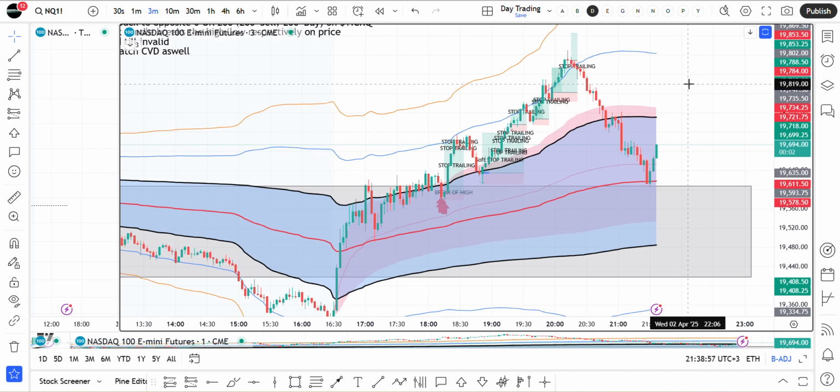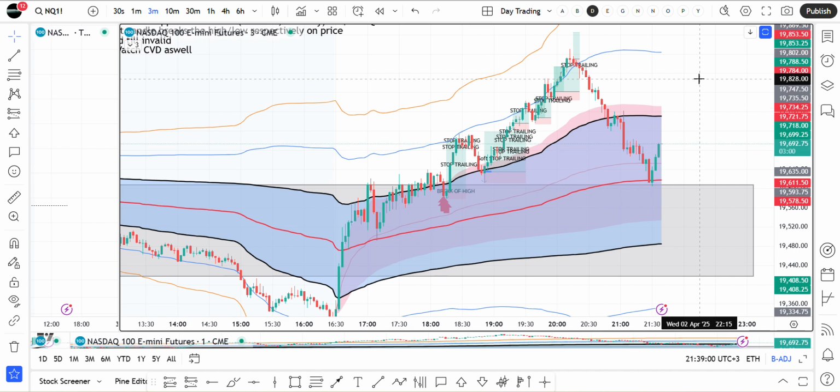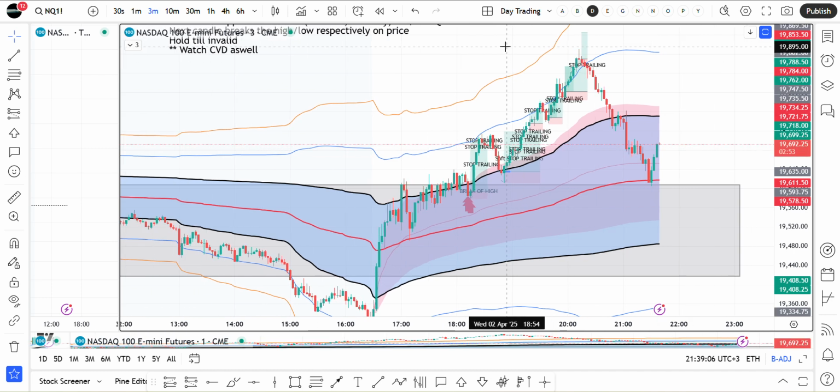Also, I'm done trading for now. I'll wait till tomorrow when I have more risk capital and then I'll go again. But yeah, that's the overview for the day.